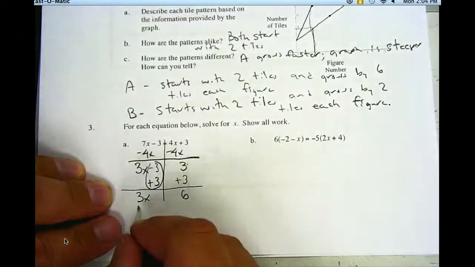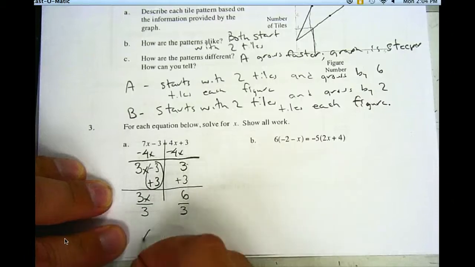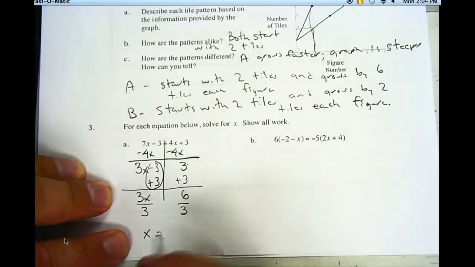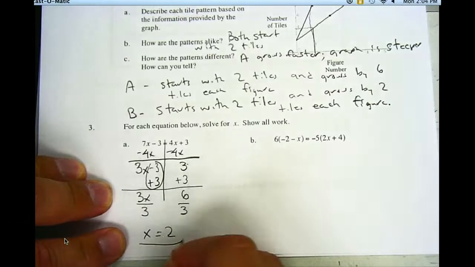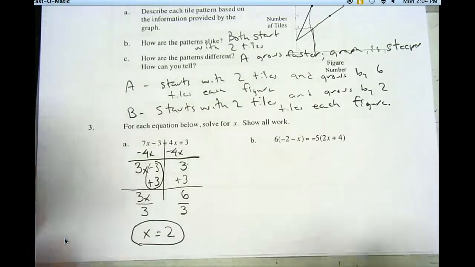And then what I have to do is undo multiplying x by 3 by dividing both sides by 3. 3x divided by 3 is just going to be 1x, and 6 divided by 3 is just going to be 2. So the answer for the first part is just going to be x is equal to 2.